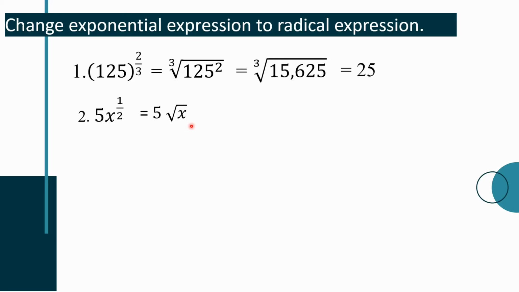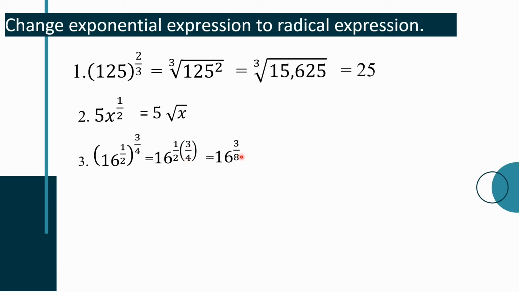Nakuha? Good. Number 3. 16 raised to 1 half raised to the power of 3/4. So we will apply here the power of power rule. Now, we will multiply 1 half by 3/4. That will be 16 raised to the power of 1 half times 3/4. Then, sabi ko nga sa inyo, when it comes to multiplication, multiply the numerators as well as the denominators. 1 times 3, we have 3. 2 times 4, we have 8.